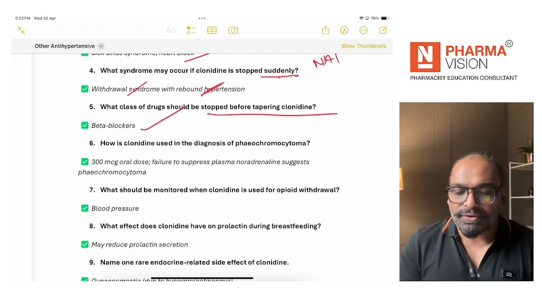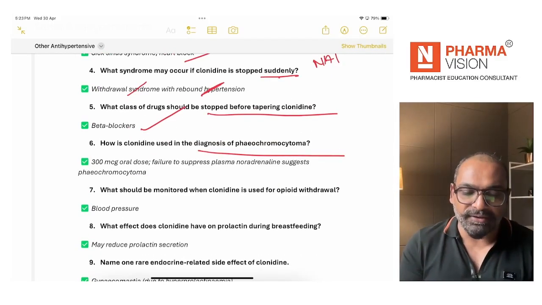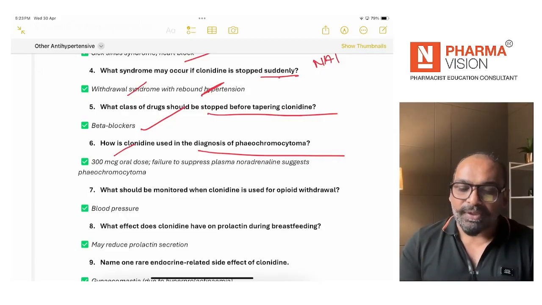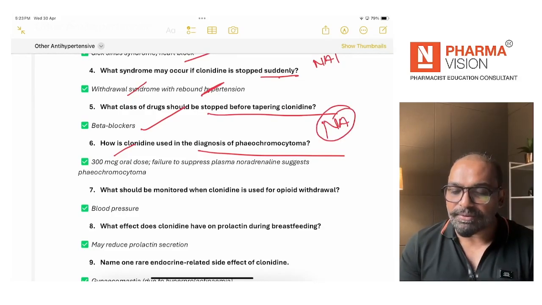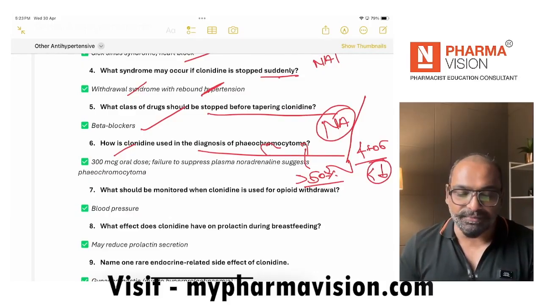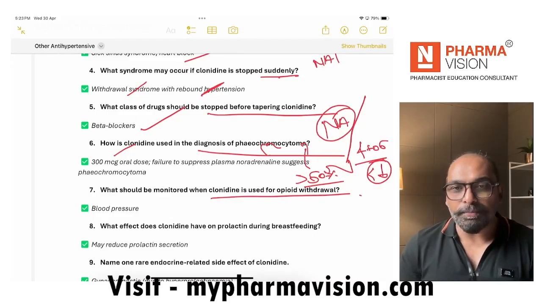How is clonidine used to diagnose pheochromocytoma? A 300 microgram oral single dose needs to be given, and we measure catecholamine and noradrenaline concentration before administration and 4 to 6 hours after. If there is more than 50% reduction, that means the central system; if it's less, then it might be the adrenal system.